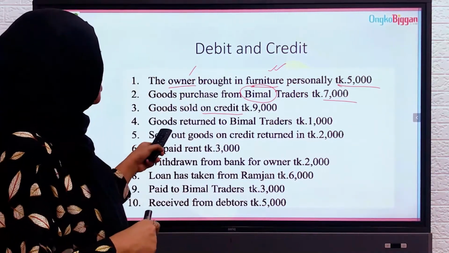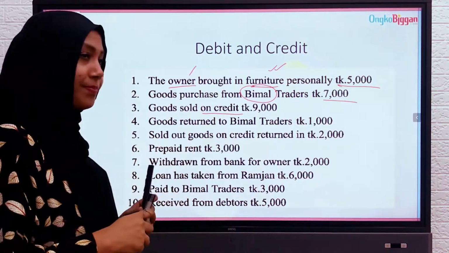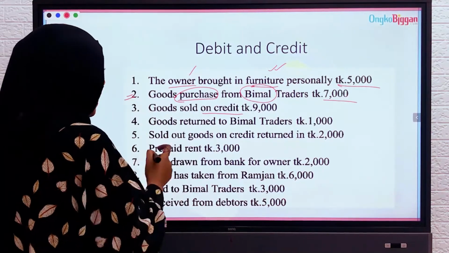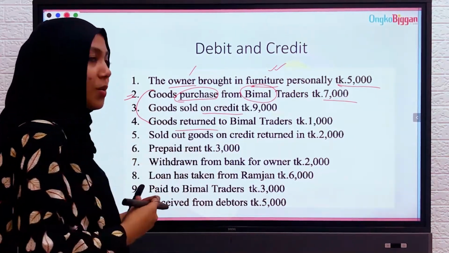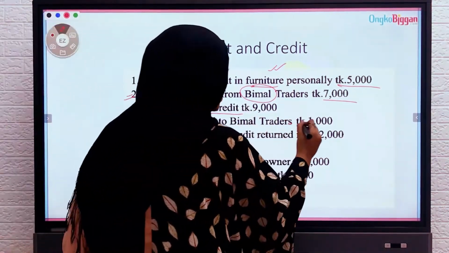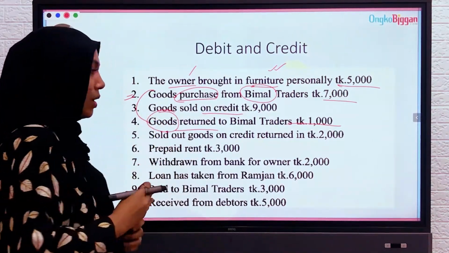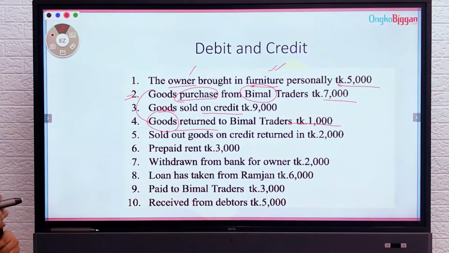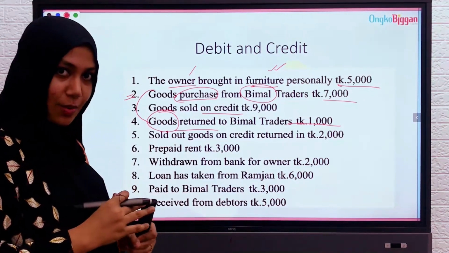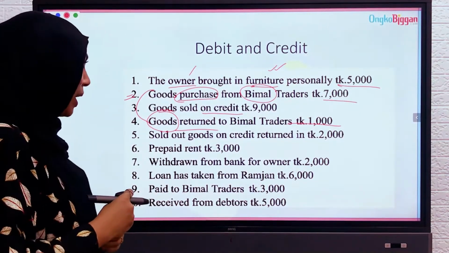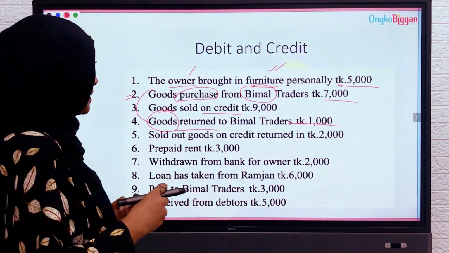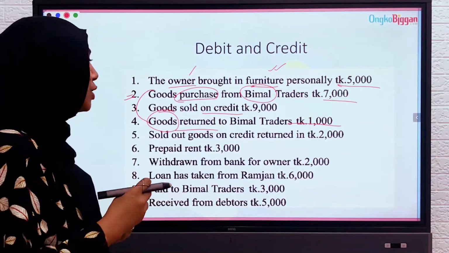Okay, so goods returned to Bimal Traders. We purchased the goods on the 2nd, and after some time we return. So that's our purchase return. Purchase return to Bimal Traders, 1,000 goods. So over here what happened? What are the two accounts? And what's up and what's down? Two accounts will be what? It's up to you. Solve it and then let me know.